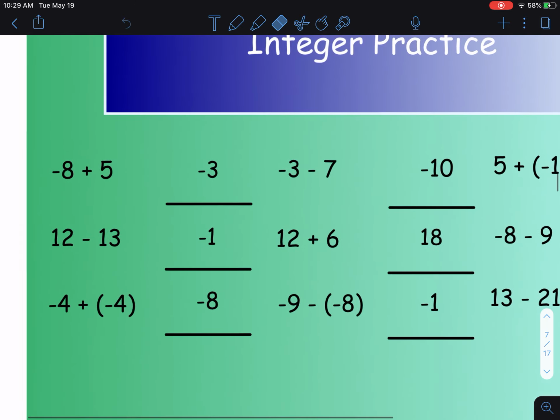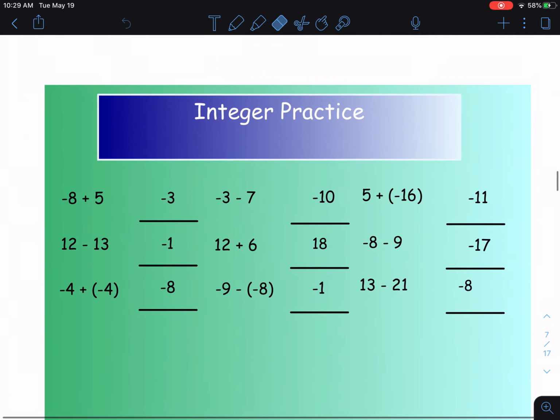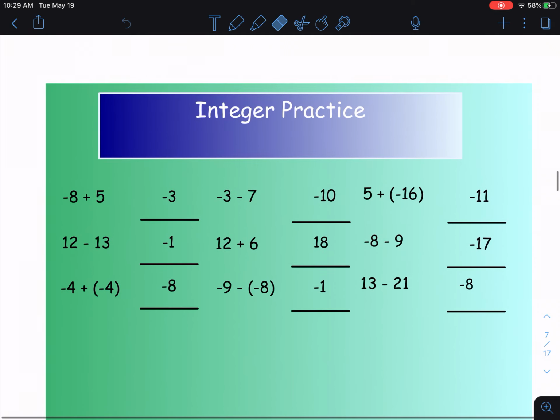Now here we have -8 plus 5, and that is 3. Remember, you can plug all of these into your calculator and do those. 12, right here we have 12 minus 13, that's -1. I'm making a mess. Just want you to see we're not going to go through all of these. You should be pretty comfortable.